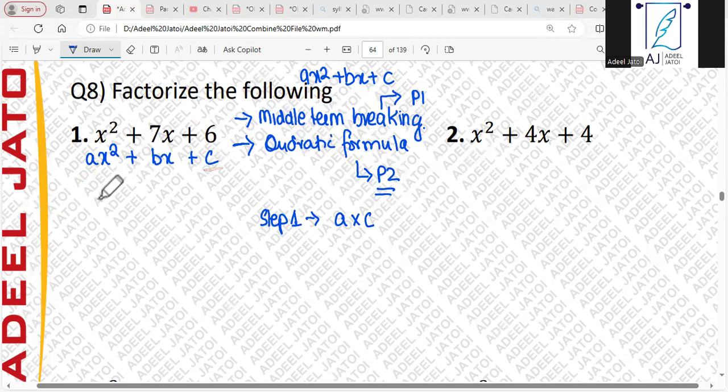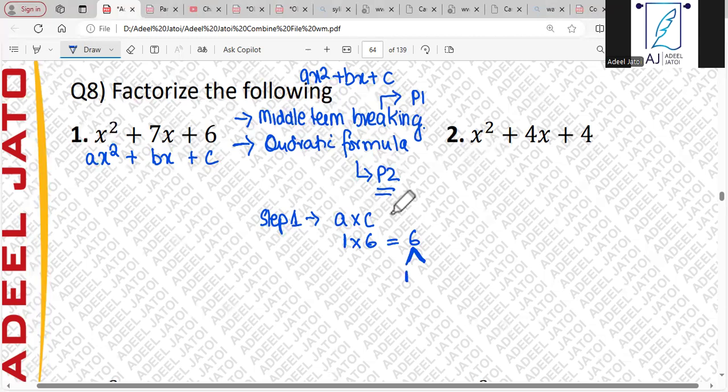And when do we use middle term breaking? We use middle term breaking when we have a quadratic equation. Now this is a quadratic equation, and we see that the a value is 1 and it is multiplied with 6. So 1 into 6 becomes 6. Now we need to write down the factors of 6. That means in what table does 6 come?